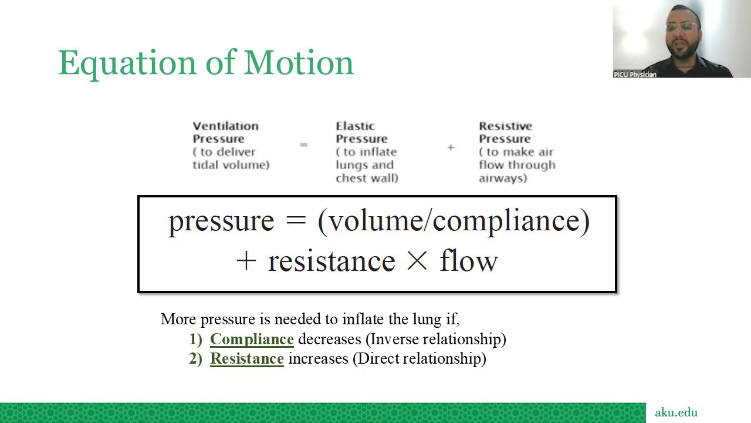needed by the ventilator to inflate the lung in scenario number one, if the lung compliance decreases. It means if the lung becomes stiff or less compliant, then the ventilator will have to work extra to create the same tidal volume. And second, more pressure is needed by the ventilator to inflate the lung if the resistance increases. In cases of asthma or bronchospasm, there is more resistance, so the ventilator now has to give more positive pressure or make more effort to bring change in the lung volume, to inflate the lungs, or to bring change in the tidal volumes.